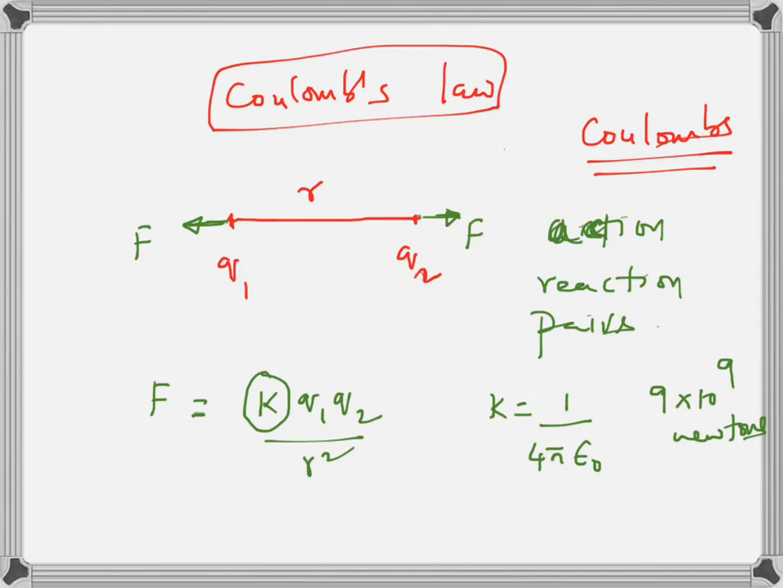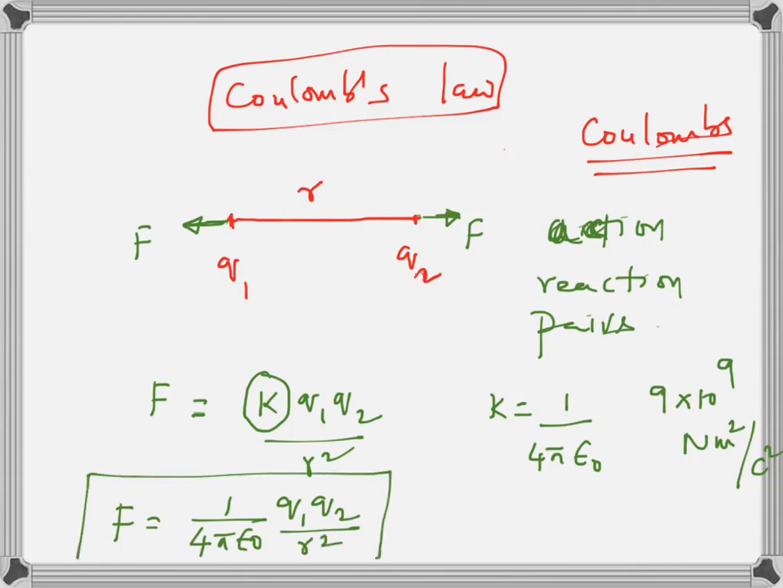Sorry, it's not newton. The value of k is newton meter square per coulomb square. That's the unit of k. K is sometimes written as 1 by 4 pi epsilon naught. So I can write the magnitude of this force as 1 by 4 pi epsilon naught Q1 Q2 by R square.